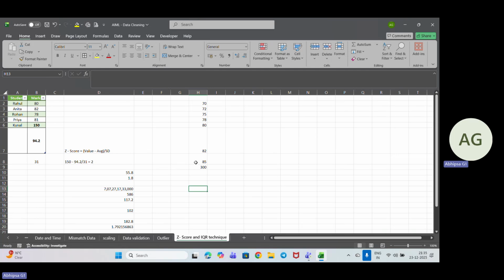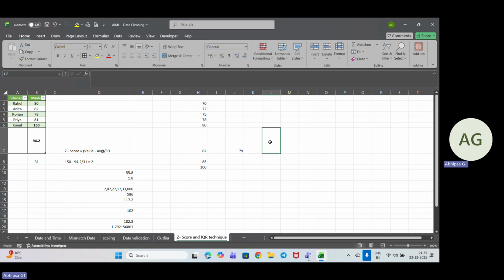Now 300 actually looks a bit strange, right? So we will be finding the median value for it. We have one, two, three, four, five, six, seven, eight values. So we have 4 and 4. The middle values are 78 and 80. This is my median, right? So I'll be doing 78 plus 80 divided by 2, which will give me around 79.